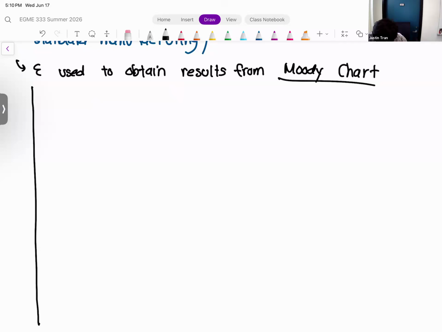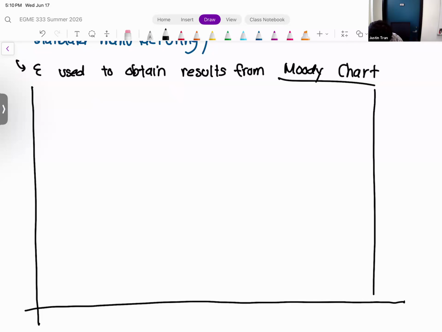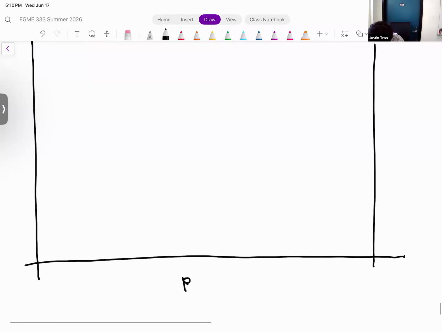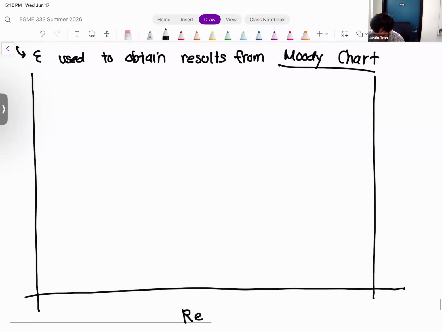So it's basically a chart. It's like this. So on the horizontal axis is the Reynolds number, right? And so your friction, or your amount of head losses here, like we discussed, depends on the Reynolds number. So that is your unit down there.